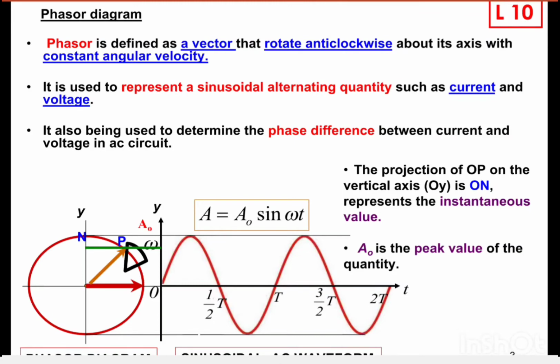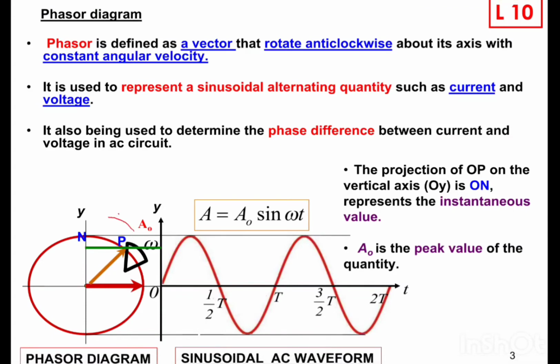So this is a phasor diagram. The left side is the phasor diagram, and this is a sinusoidal graph. The vector is rotating anticlockwise. This is the starting point here, and then it rotates anticlockwise. Then we project to the graph, and we get this sinusoidal AC waveform. So the phasor diagram is the left side, and this is the sinusoidal AC waveform.